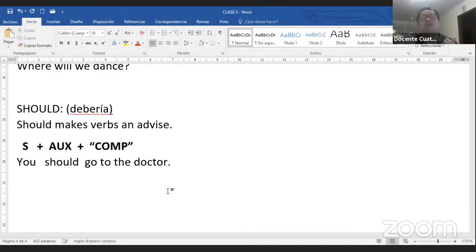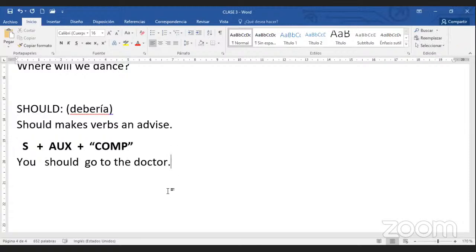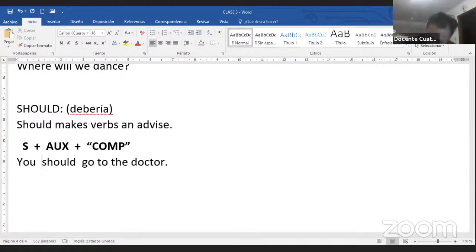Consejo de conejo, deberías. No es orden, no te estoy obligando. Tú verás si me haces caso. Advice, consejo. ¿Ok? Si tú quieres. Si no quieres. Yes, exactly. You should go to the doctor.